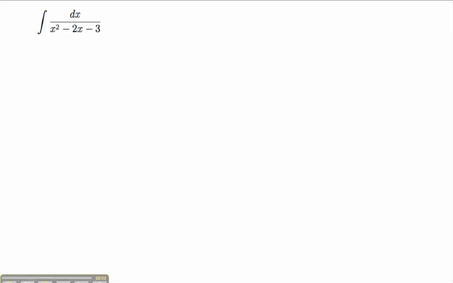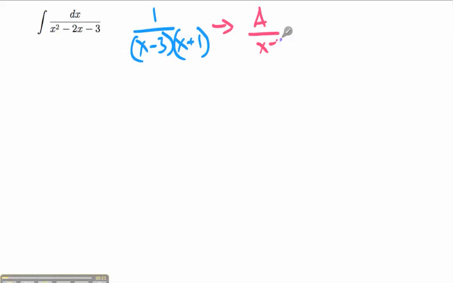Okay, so for this question, we're going to do a partial fraction decomposition. Our first step is to write this as 1 over (x minus 3)(x plus 1). We just factored the bottom. Then we're going to start to decompose it. We're going to write it as A over x minus 3 plus B over x plus 1.